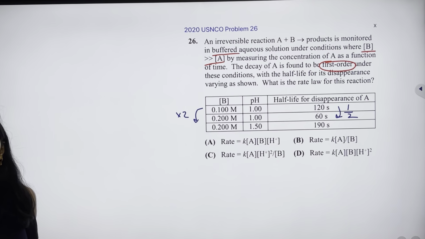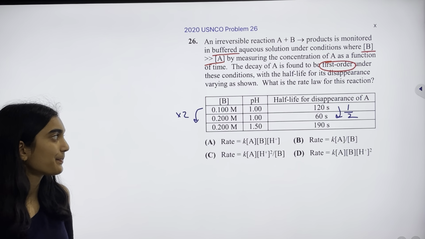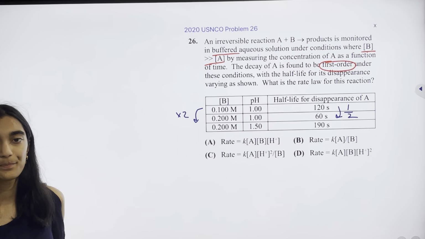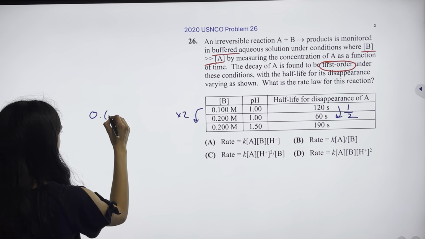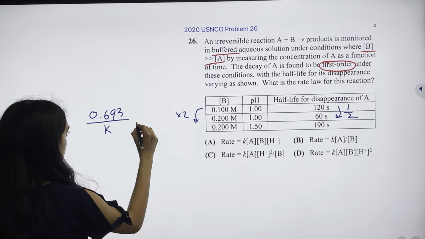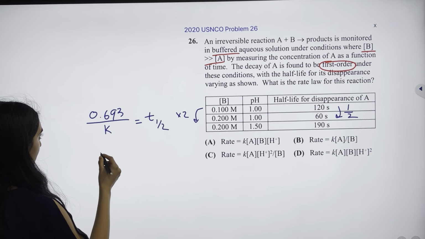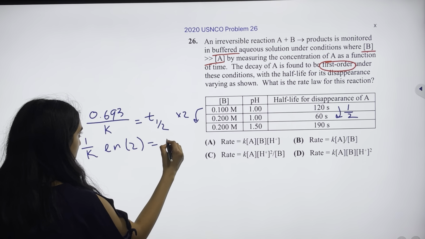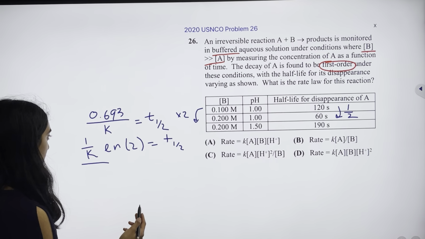Okay, and one thing we should remember is that half-life is inversely proportional to concentration. So when we have 0.693, or the natural log of 2 over k, is equal to t of 1/2, right? 1 over k times the natural log of 2 is equal to t of 1/2, so maybe that'll help you better see this inverse relationship.